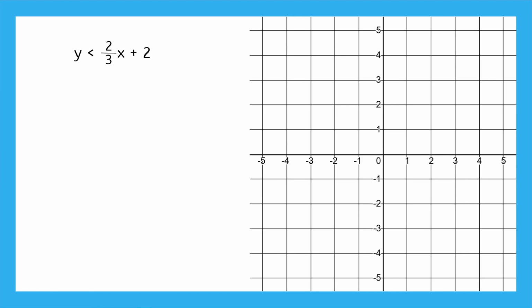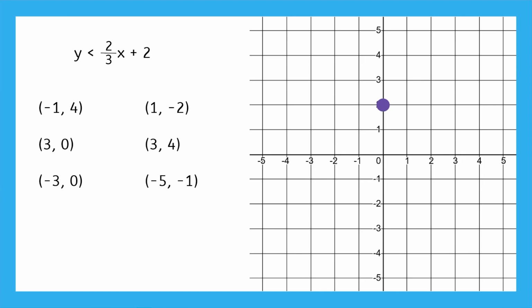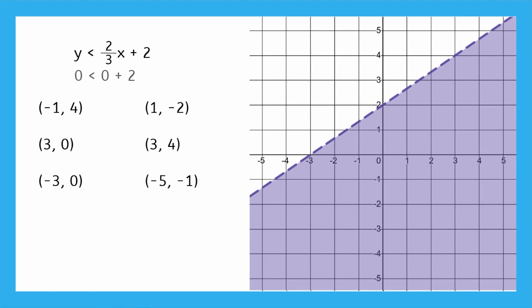Graphing is especially useful when you need to check a bunch of solutions quickly. After all, who wants to plug in and simplify 6 different points? That would take forever. Instead, we can graph a y-intercept of 2, draw a line that rises 2 units and runs 3, make the line dashed since the inequality is strictly less than, and plug in 0, 0 to find out that we shade below the line.